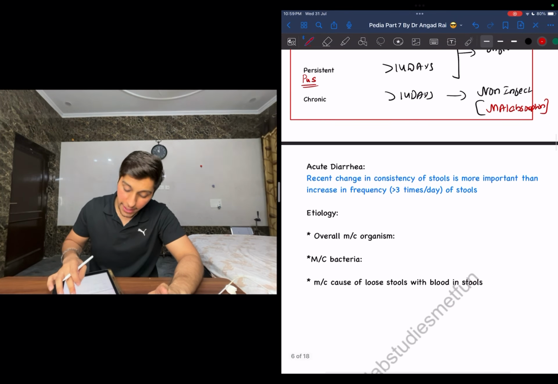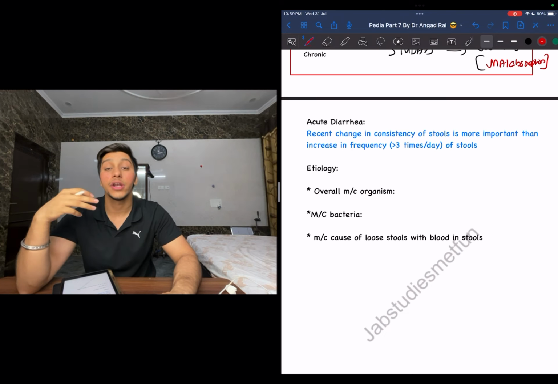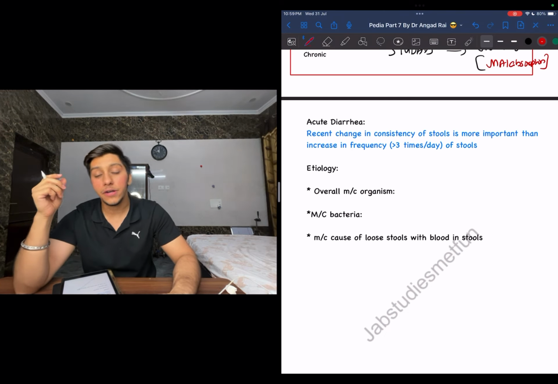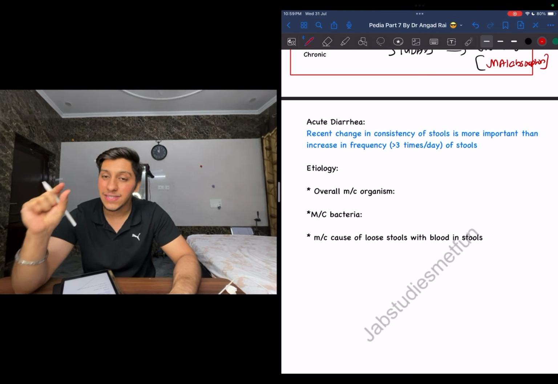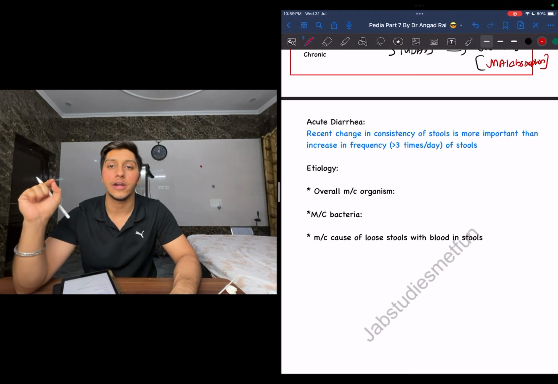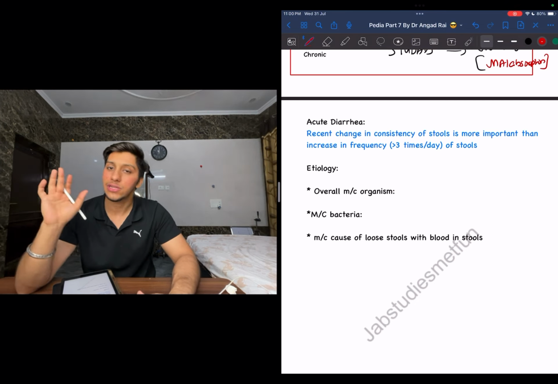Okay, guys, when you define diarrhea, normally you talk about the duration and the frequency, which is more than 3. But more important than that, a recent change in the consistency of the stool is a much more important factor to talk about diarrhea rather than the frequency of more than 3 times.